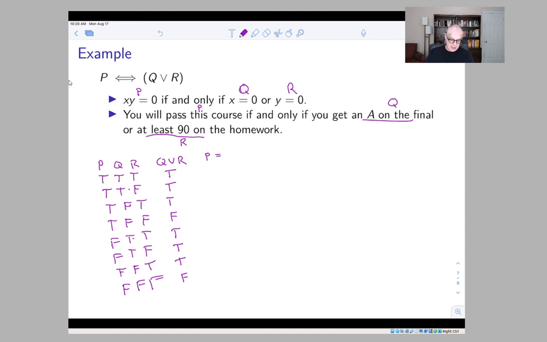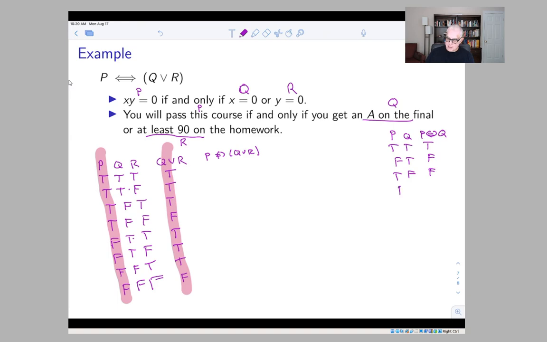So now we need to do P if and only if Q or R. So again, we're looking now at the first column and the Q or R column. And the rule that we're interested in is that if and only if is true if the two are the same and false if they're different. So let's just quickly remember P, Q, P if and only if Q, the truth table is true whenever the two are the same. P if and only if Q is true if they're both true or they're both false. So we have to look and see, are they both true? Yes, both true, both true.